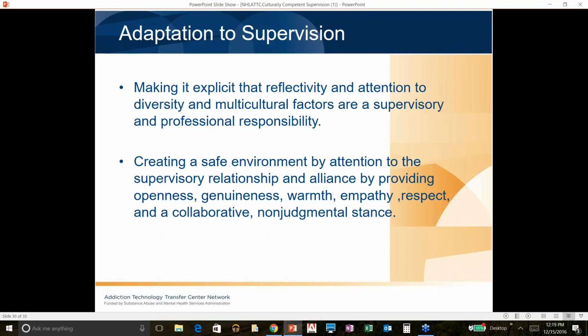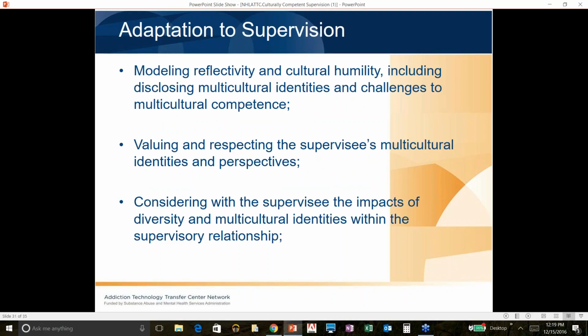Creating a safe environment by attention to the supervisory relationship and alliance by providing openness, genuineness, warmth, empathy, respect, and a collaborative, non-judgmental stance. And so ultimately we have to be comfortable with our supervisee and our colleagues not knowing, that they just don't know. When you give that, all of a sudden the questions start coming. So actually be careful, because you might start getting more questions about culture, which is great in my world.